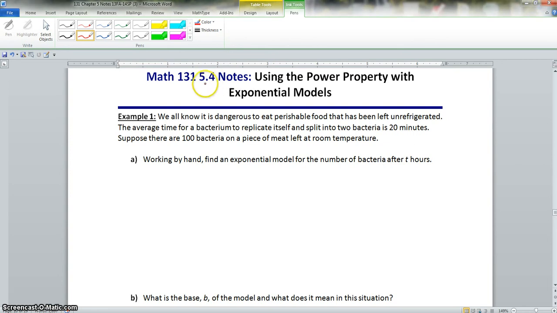Hello class, we're about to start section 5.4, using a power property with exponential models.